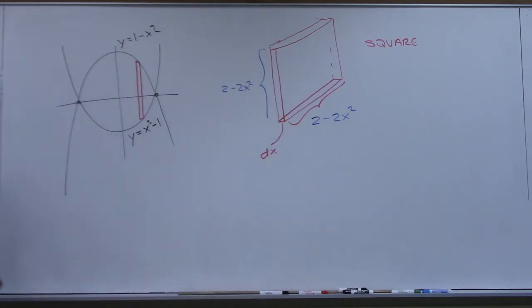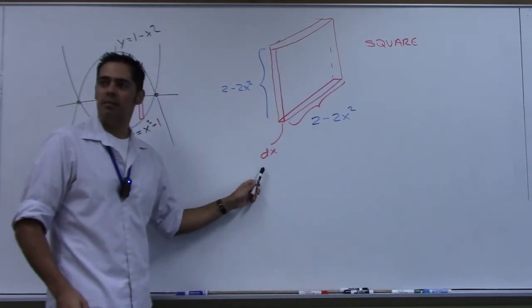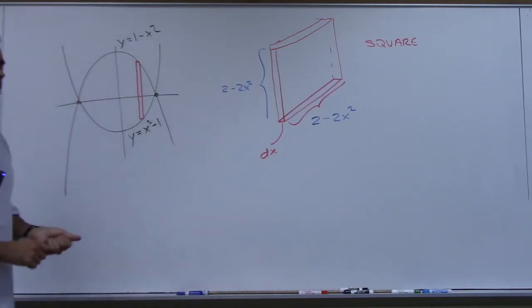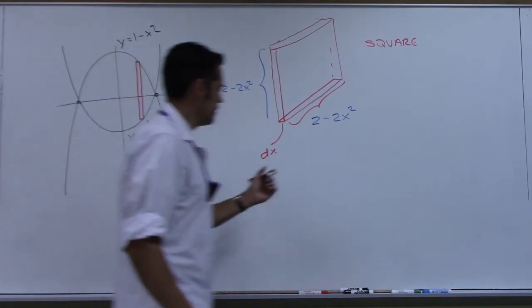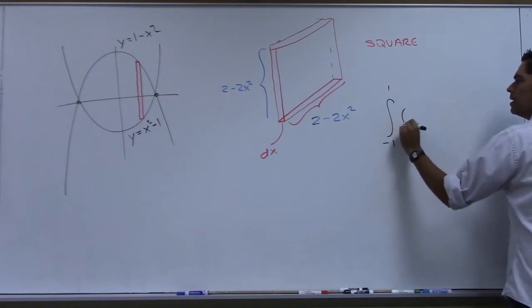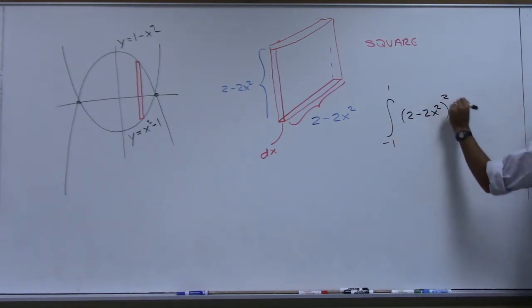So what's the volume of this one slab? This times this times this, right? Add them up forever, infinite number of them. So our formula is just going to change a little bit, isn't it? Just a little bit. The formula is going to be the integral from -1 to 1 of (2 minus 2x squared) squared dx.